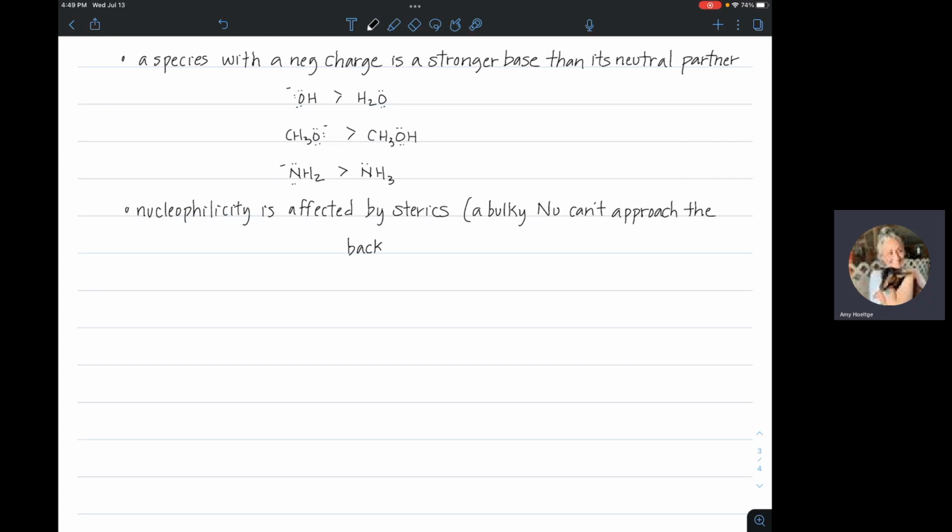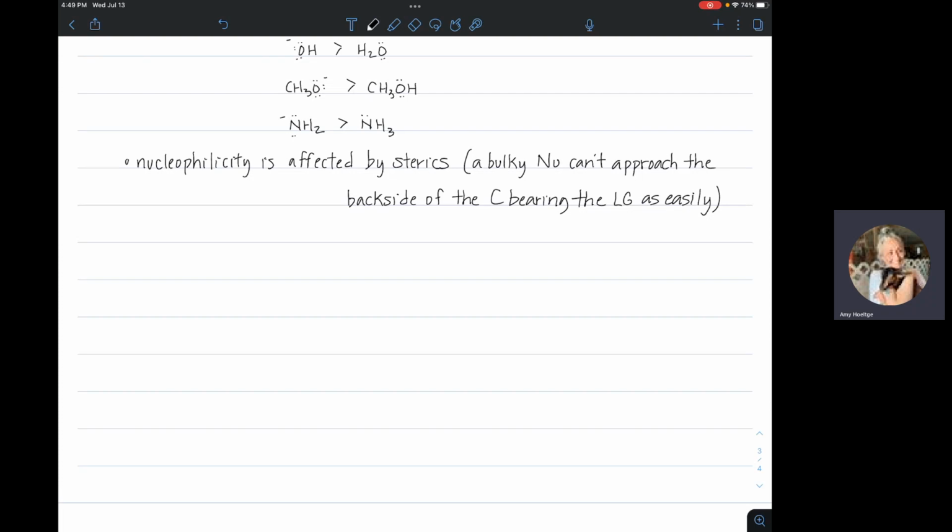So it cannot reach the backside of the carbon bearing the leaving group as easily. So in other words, like a tertiary nucleophile, right? Instead of methanol, for example, we have something like t-butanol. Some big fat nucleophile is trying to get in and attack some electrophilic carbon. So the bigger and bulkier the nucleophile, the harder time it has to get in there and do its attacking.